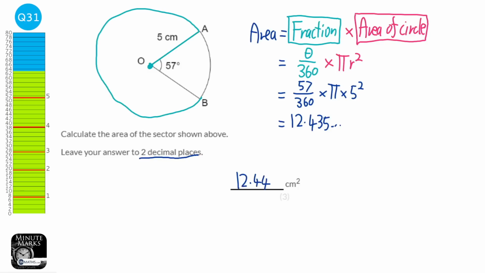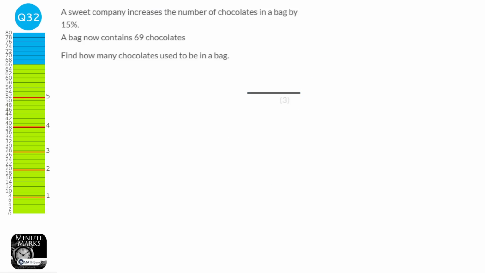And it says it wants 2 decimal places, so we round that to 12.44 centimeters squared. So what's happened here is that the company's increased the amount of sweets by 15%. So we're just going to focus on that and work out what the multiplier would be first. So they started off with 100% and they added 15%, and then therefore they ended up with 115%.